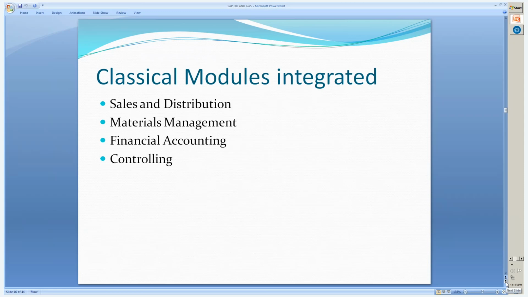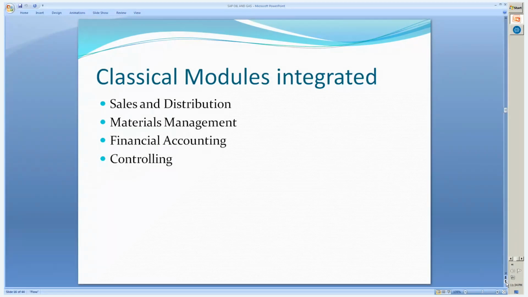Now, like any other industry-specific solution, the SAP Oil and Gas solution can be divided into two main applications. Classical ERP components, which are deployed here again. That means it will inherit all the standard application modules that we have in a general ERP, like sales and distribution, materials management, financial accounting, controlling. These are integrated with the specific application components that we talked about just now.